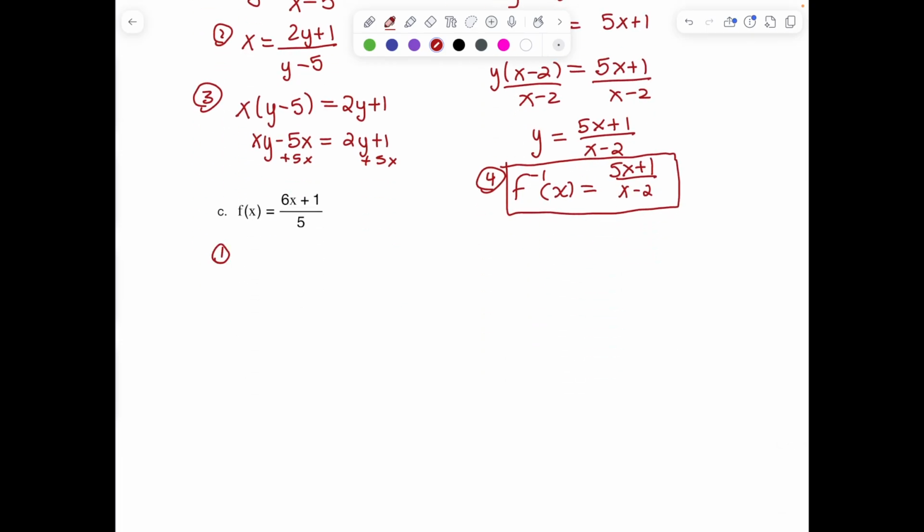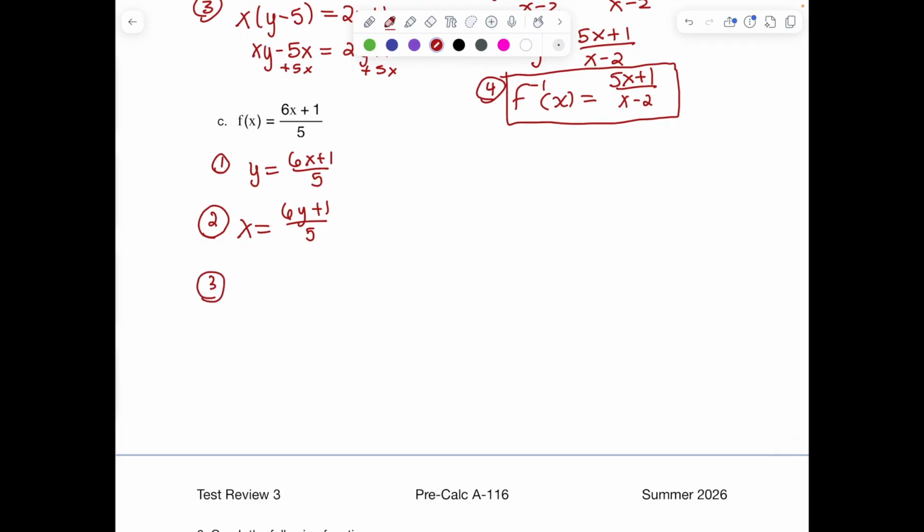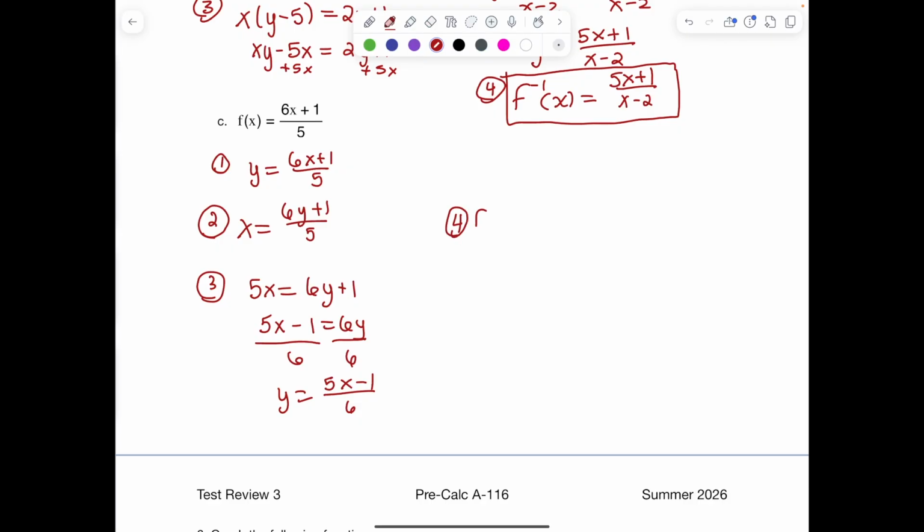Okay, and so for C, we do the same thing. So we get y equals 6x plus 1 over 5. 2, x equals 6y plus 1 over 5. Remember, these are all the steps of how to find the inverse. So if you are confused, go back and review what the steps are. Now we solve for y. So I get 5x equals 6y plus 1. 5x minus 1 equals 6y. So y equals 5x minus 1 over 6. So now I get 4, f negative 1 of x equals 5x minus 1 over 6. And that's the answer.